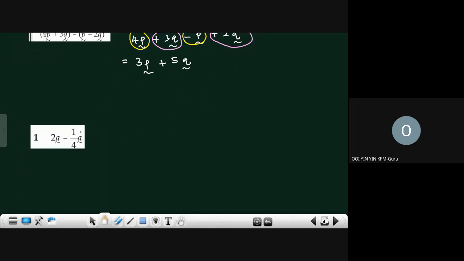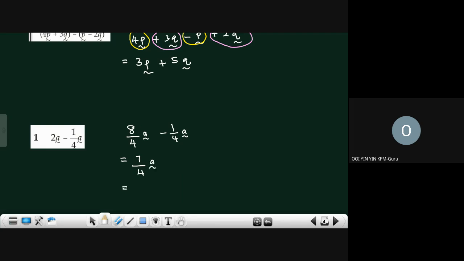Okay, for this one, yeah, this one is definitely easy. Now your 2A, now minus 1 over 4A. A and A, they are like term vectors, right? Okay, so your 2A, instead of 2, because here is fraction 1 over 4, right? You can change 2 to be, for the denominator below, we want to change to also 4, then up here will be 8 over 4A, right? Minus 1 over 4A. Okay, 8 minus 1 will give you 7 over 4A.